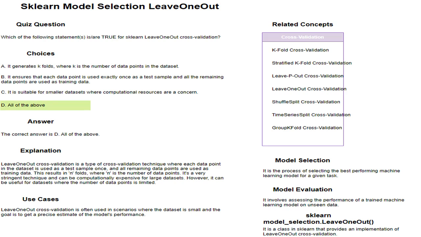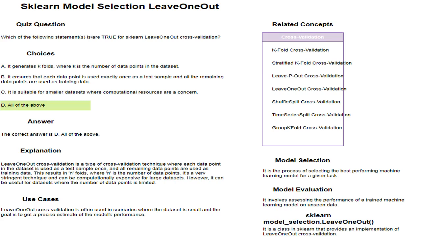Model selection: cross-validation can be used to compare the performance of different machine learning models on a given dataset. Hyperparameter tuning: cross-validation can be used to find the best values for the hyperparameters of a machine learning model. Performance estimation: cross-validation can be used to estimate the generalization performance of a machine learning model.